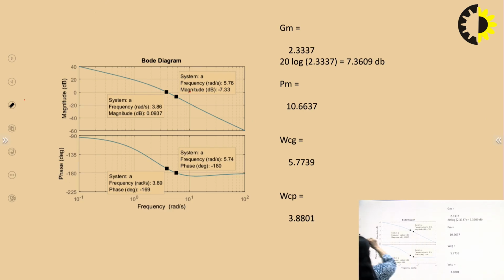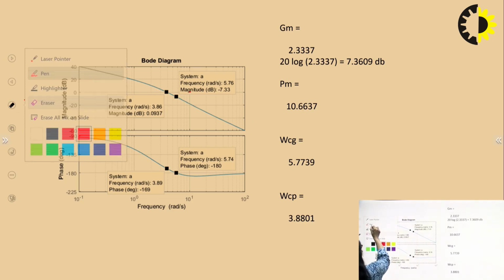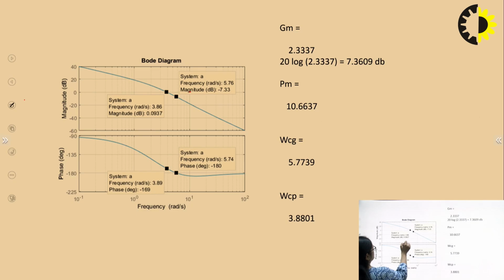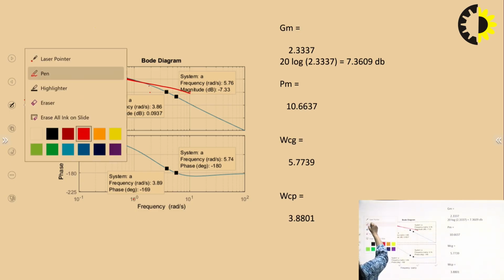This is the point at 2. So this will be 2. This is 10 raised to 0, 1 and 2. The slope will change at the 2 line. So what I had drawn is at 10. The slope will change at 2. We can change the color of the pen for that.